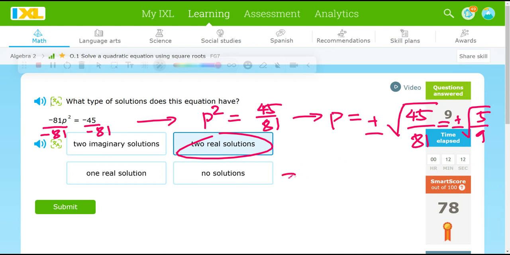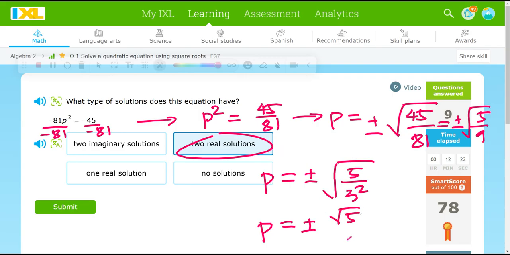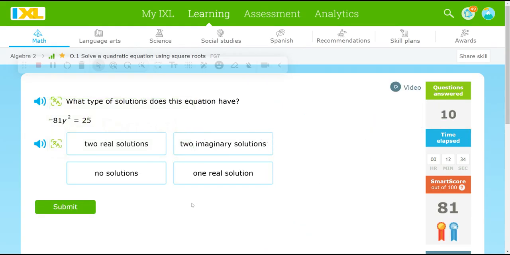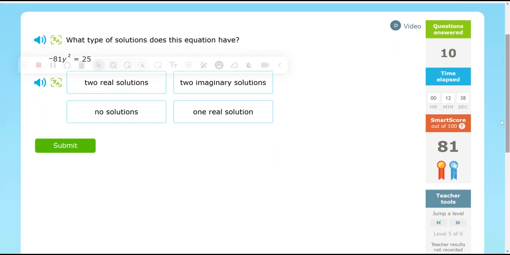Okay? But number 9 is 3 squared. So the answer should be plus minus square root of 5 on top, because you cannot simplify further, and the bottom is number 3. Okay? That's it. Alright, so submit. Voila. Done. Here we go. We got 81% here. So let's move on to the next level.